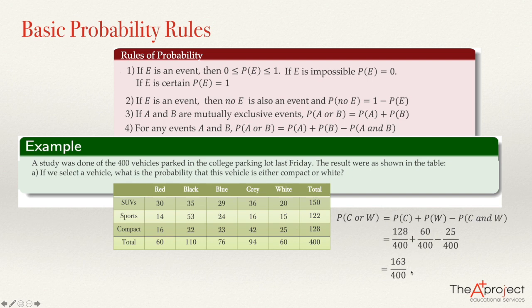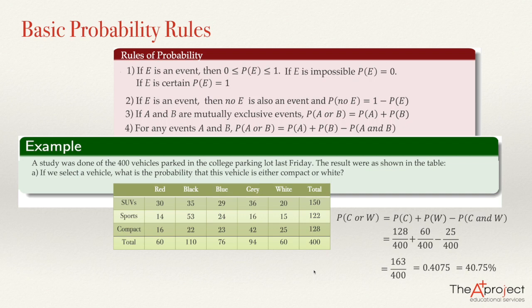If you want to type this in decimals, it will be 0.4075, and this is rounded to 4 decimal places. And this is 40.75% if you want to give the answer in percentage.